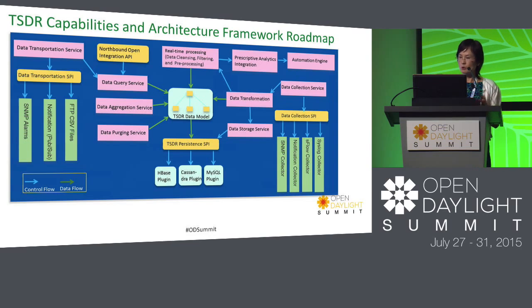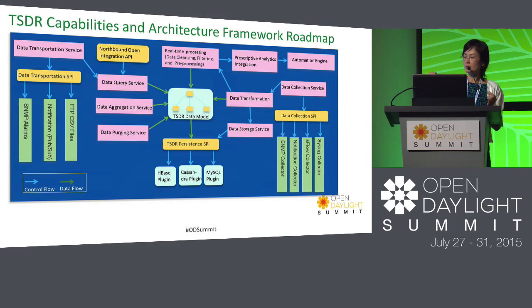This is the architecture roadmap of TSDR. If we look at the right-hand side, we will have a data collection service, as we mentioned earlier. It will contain a data collection SPI containing different types of data collectors. We are going to provide the well-known ones, and we're relying on the community to contribute different data collectors into TSDR. After we collect the data, it's going to delegate to a data transformation module that's going to convert different types of data into the TSDR common data model, which is the core of TSDR.